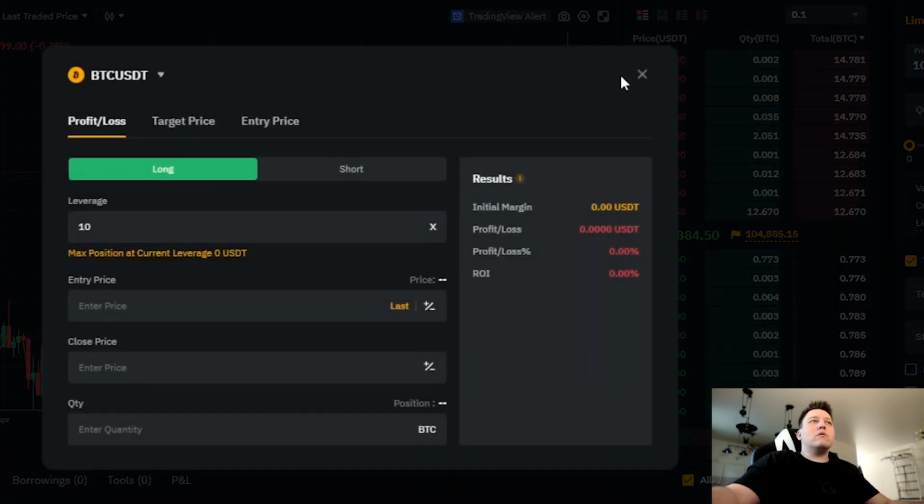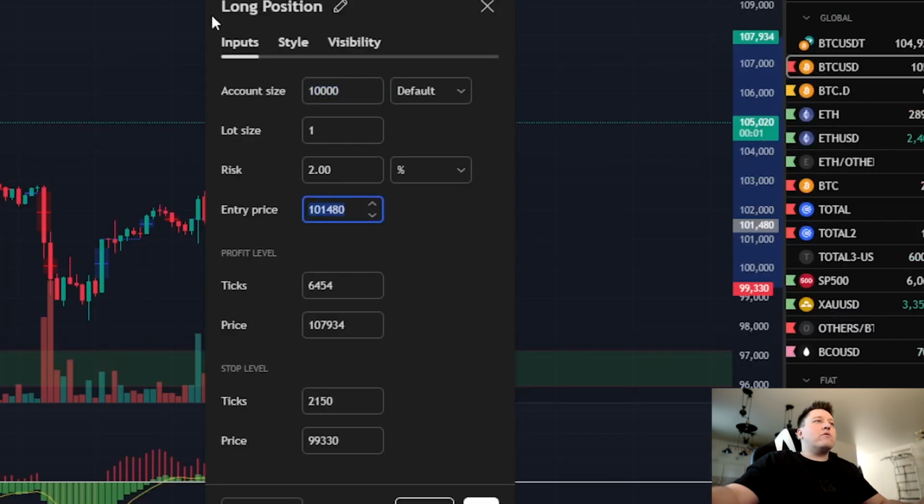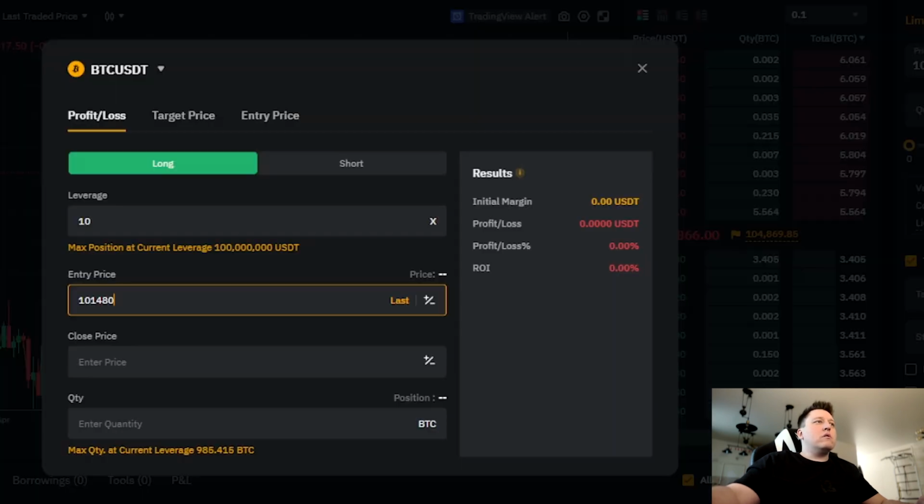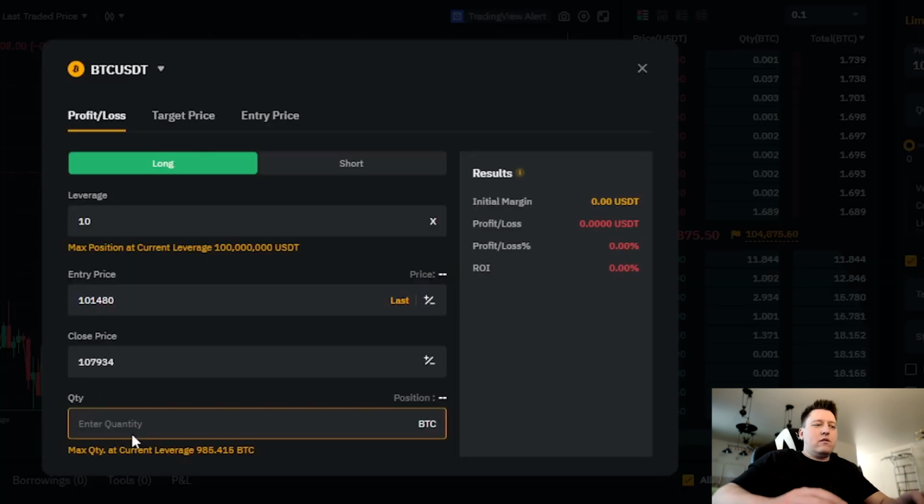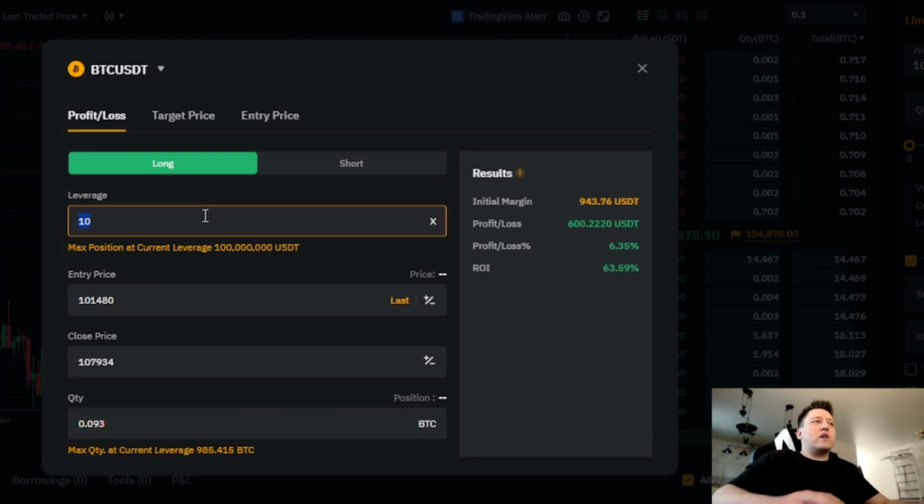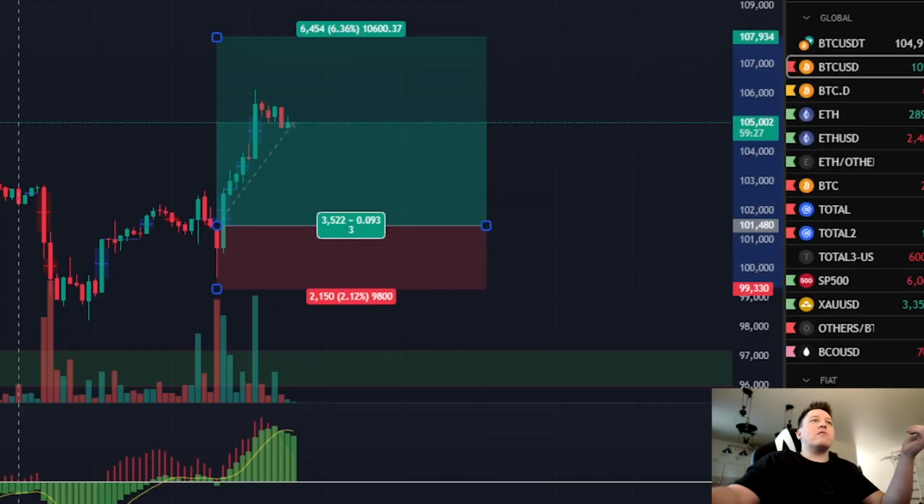It's right here. You need to copy the entry price here and your take profit. Here is the close price. And how many bitcoins do we need? 0.093. Okay. And what leverage can we use? We can use 20x leverage, and we need only $471. If we use 1x leverage, we need $4,718. So that's a simple calculator to calculate your position.